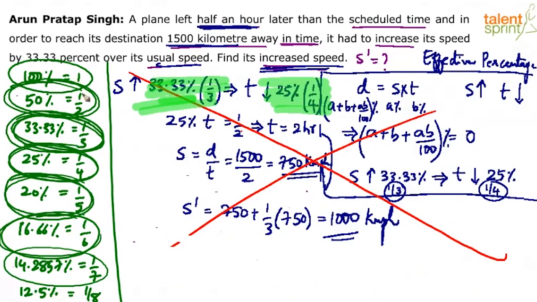If the length increased by 50 percentage, breadth will decrease by 33.33 percentage. If the length increased by 25 percentage, the breadth will decrease by 20 percentage. You getting it? If the price has increased by 25 percentage, the quantity will reduce by 20 percentage. If the price has increased by 16.66 percentage, the quantity will reduce by 14.28 percentage. So basically the whole concept is effective percentage.